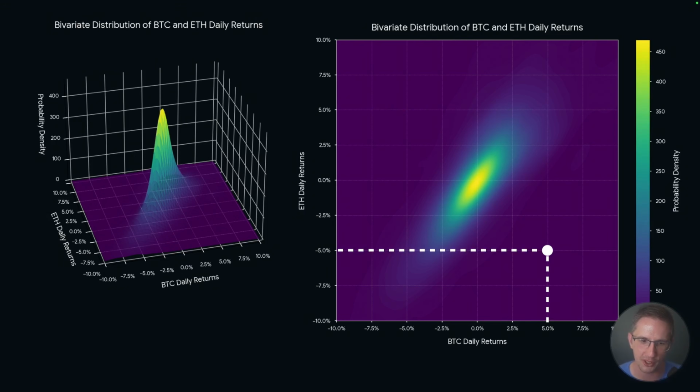Now, if I was to say, what's the probability of Bitcoin being up 5% and Ethereum being negative 5% here, it would say that's very improbable. That's almost never happening.